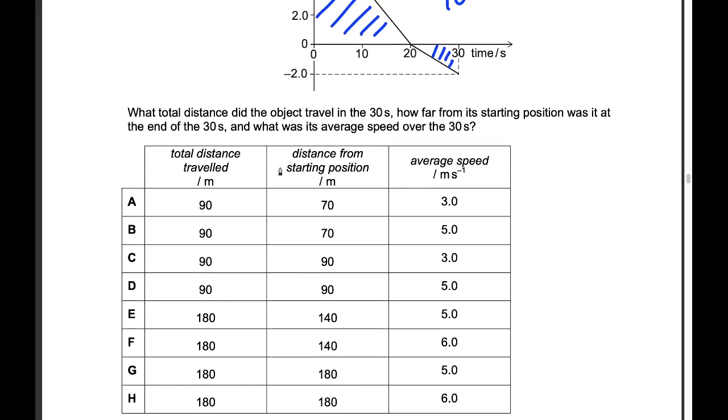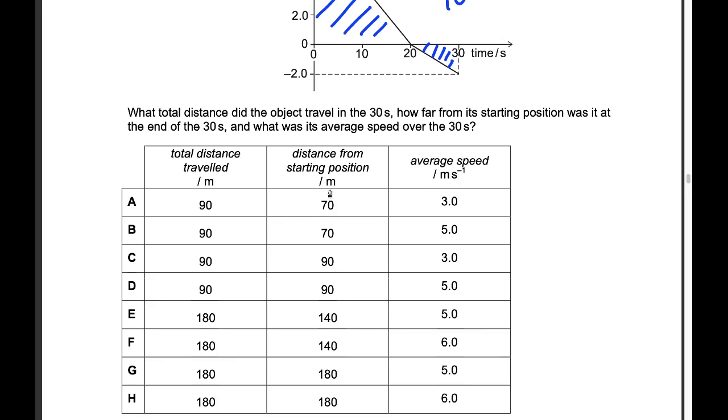The distance from the starting position, though, is going to be 70 because you move 80 forward and then 10 back, because this area of 10 meters is below the axis. It's like a negative 10 meters. So you're moving back towards your start position.